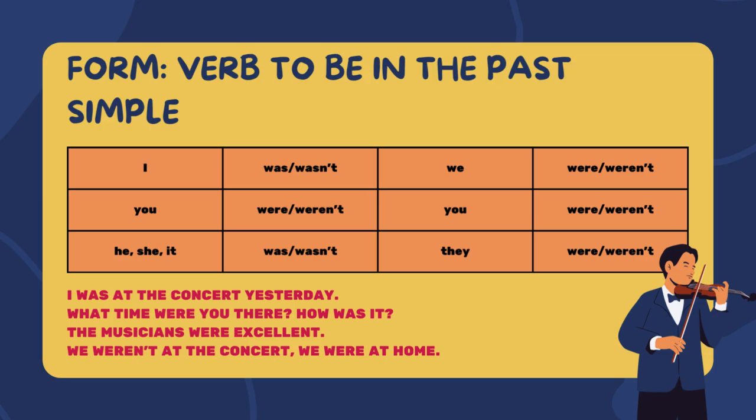We weren't at home. So, in the past simple, is turns to was, and are turns to were. And I, he, she, and it use was. We, you, and they use were.